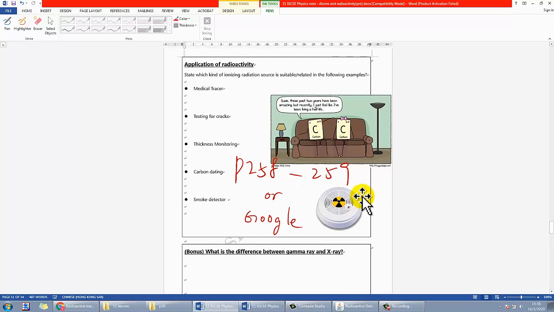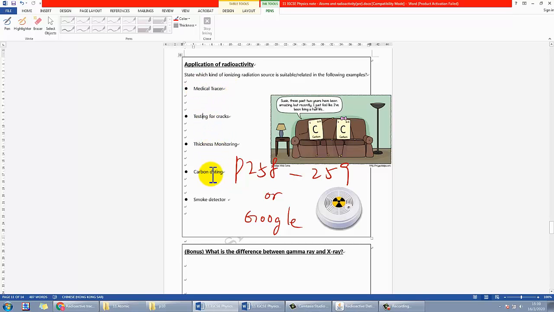Let's take a look at the application of radioactivity. So we talk about alpha, beta, and gamma, three kinds of ionizing radiation, and let's take a look at this example and see how humans manipulate the property of ionizing radiation to do all these things.